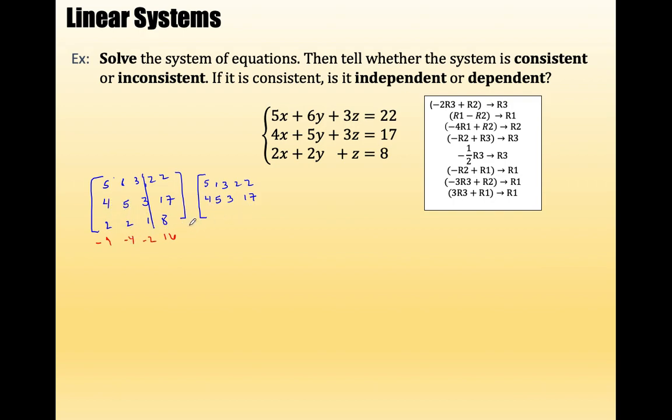So 4 and -4 is 0. 5 and -4 is 1. 3 and -2 is 1. 17 and -16 is also a 1, right? Because I was multiplying by -2. I forgot that negative there.